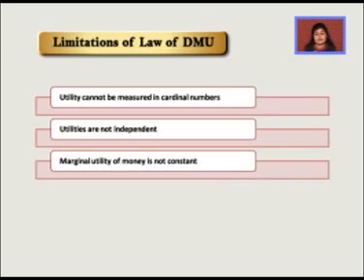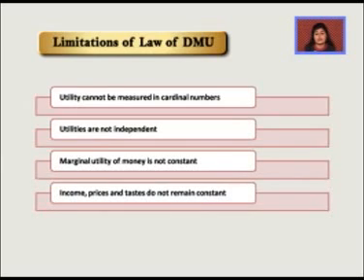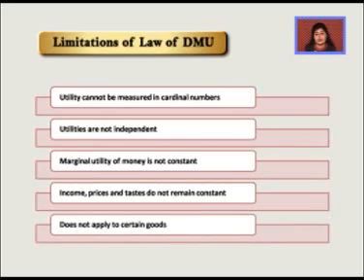This clearly reflects that for the person who has more stock of a thing, the value or the utility of the additional extra unit is less. So it's very clear that marginal utility of money also does fall. Similarly, we can say that income, prices, and tastes also do not remain constant as has been assumed in this law. Then this law also does not apply to certain goods like good books and good poetry.